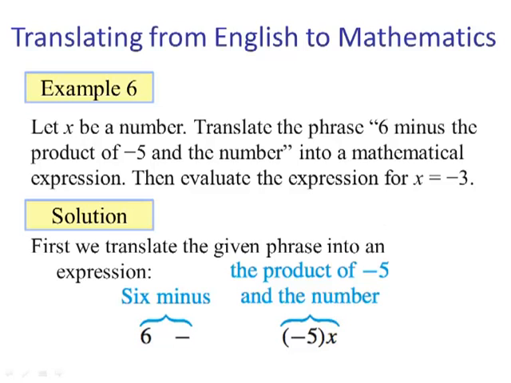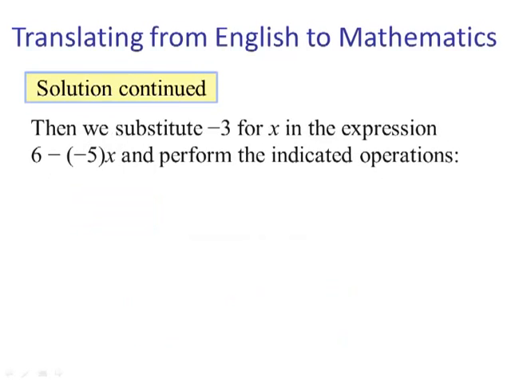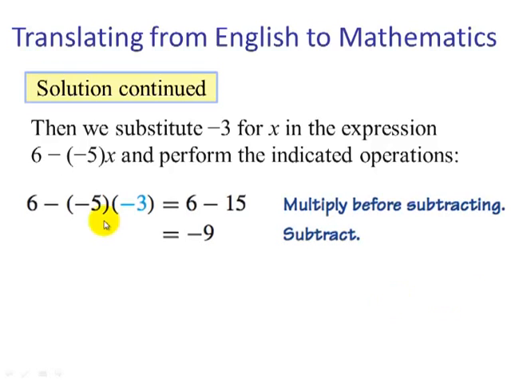Now we want to evaluate when x is negative 3. So we substitute in negative 3 for the expression and perform the operations. So the first thing that we're going to do is multiply these two. Negative 5 times negative 3 is positive 15. So now we have 6 minus 15, which is negative 9.